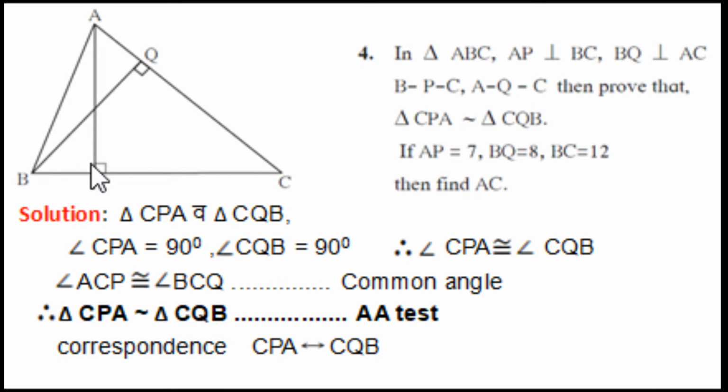AP is perpendicular to BC and BQ is perpendicular to AC. So we have to prove that triangle CPA is similar to triangle CQB. Also we have to find out AC. AP is 7, BQ is 8 and BC is 12, as given.